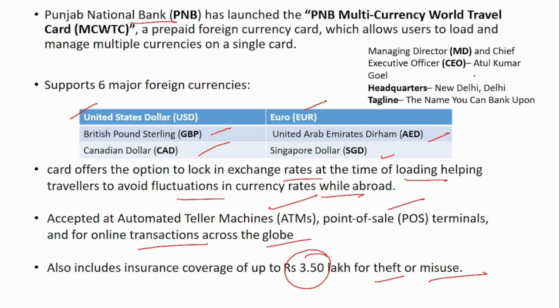The MD and CEO of PNB is Atul Kumar Goel and the headquarters is in New Delhi. The tagline is "the name you can bank upon".